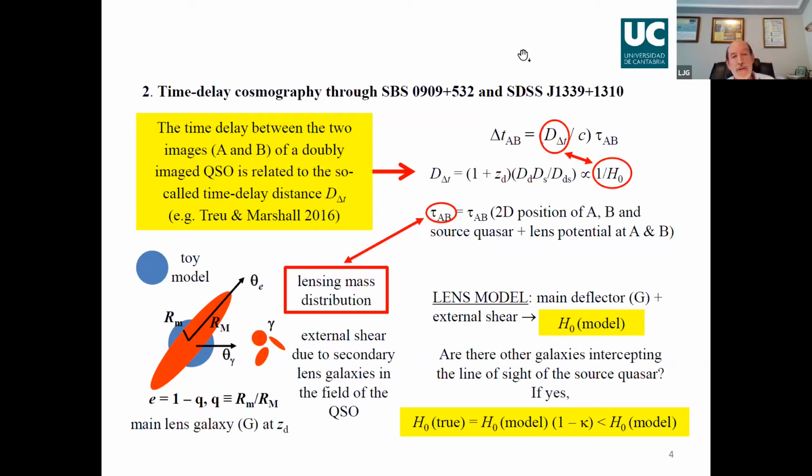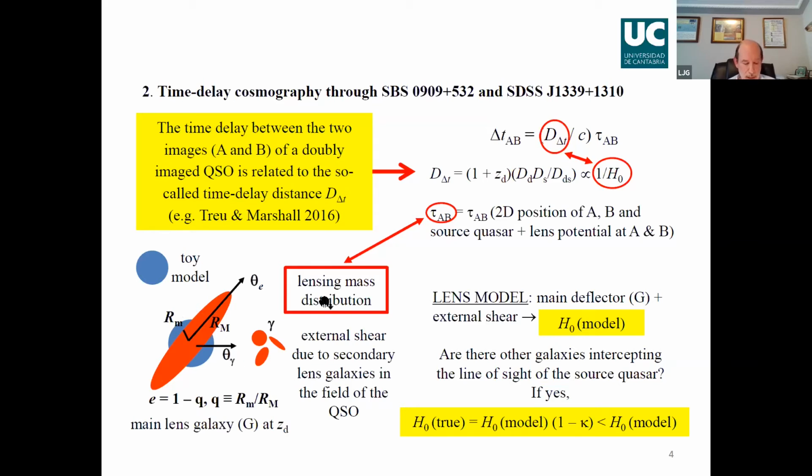Tau AB depends on the two-dimensional position of the quasar images and the source quasar, and the lens potential and the positions of A and B. To realistically describe the lensing mass, we cannot consider a toy model such as a surface mass density with circular symmetry, and our lens model consists of an elliptical surface mass density to represent the main lens galaxy, and an external shear due to the gravitational action of other galaxies around the lens system.